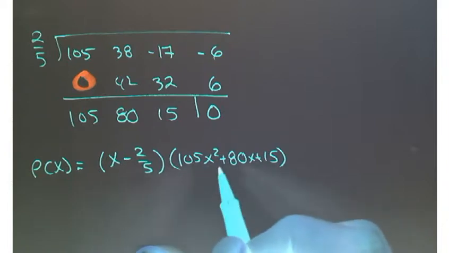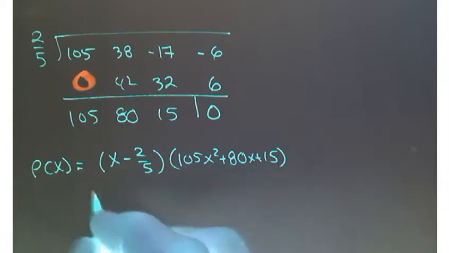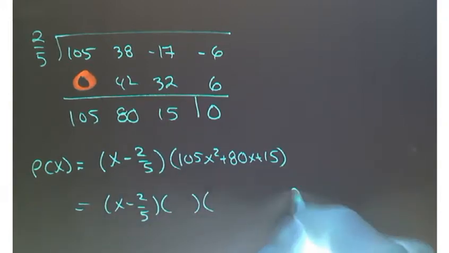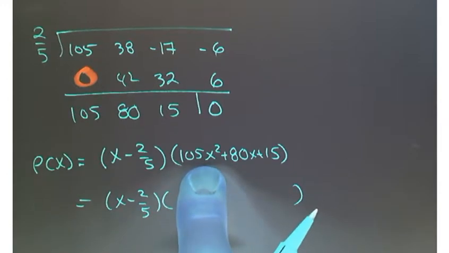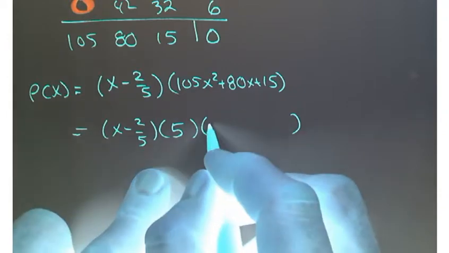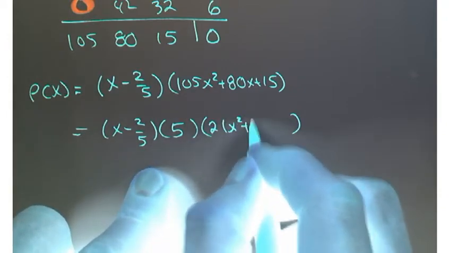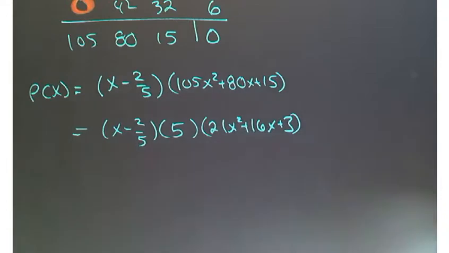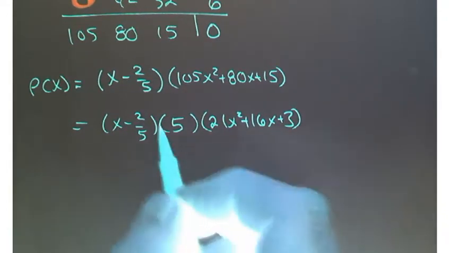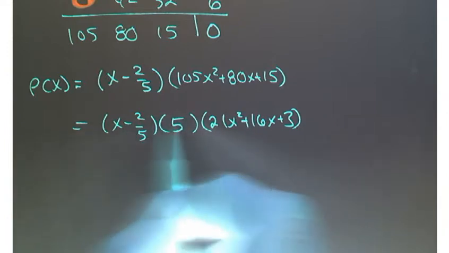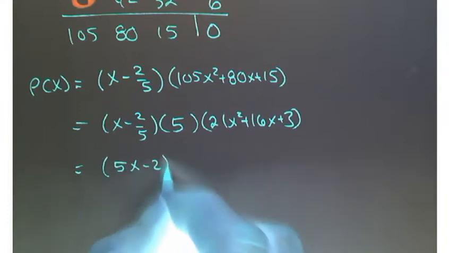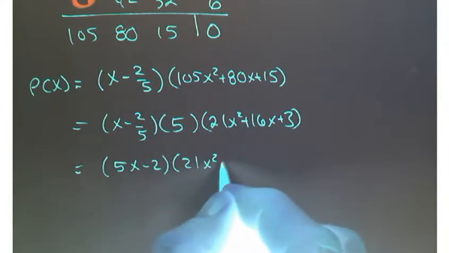Now, if you notice, I can factor something out of this, right? What is it that I can factor out of this part right here? Is there a number that factors out of all three of these? Yeah, a 5. And that leaves behind 21x squared plus 16x plus 3. Yay. If you want to, you can distribute that 5 to this term here and make it 5x minus 2. I really don't have much preference for it one way or another.